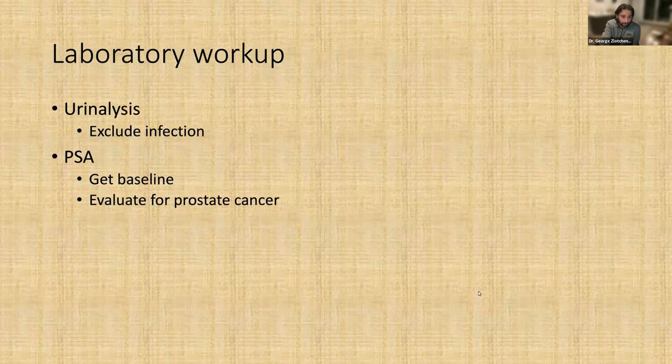Laboratory workup. When I first started, I was very strict about having a UA beforehand and a PSA to get a baseline, because your PSA will change after prostate artery embolization. PSA is not a great screening tool, even though we still use it, because many different things can affect it, like BPH. You have more prostate, you produce more PSA. So your PSA can change. It can actually go up after prostate artery embolization because you're releasing more from the necrotic gland. So it's important to get a baseline. I always make sure they have one within the past few months to a year beforehand.